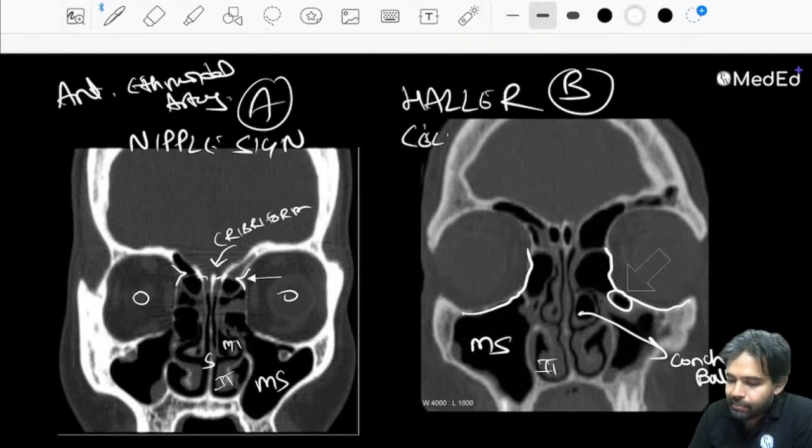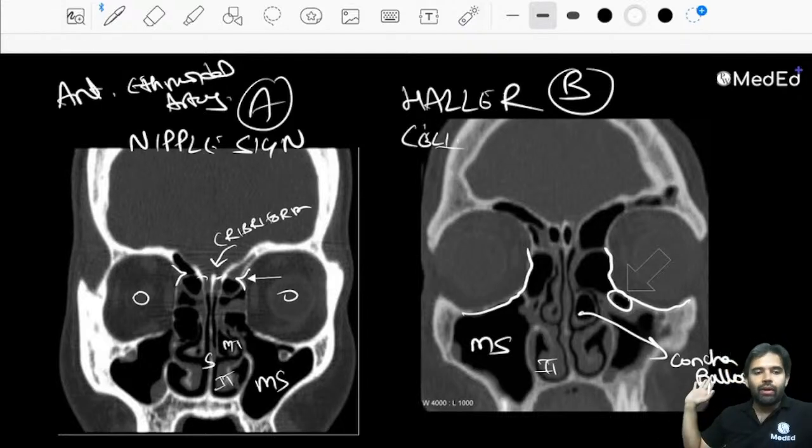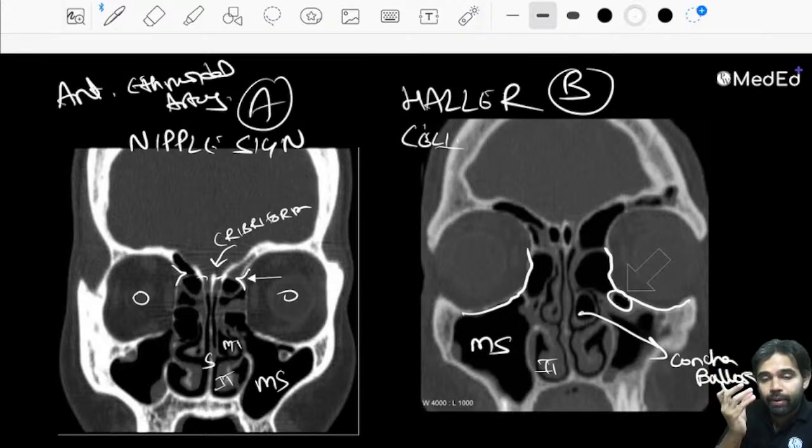Haller cell mein 2 L lagte hain. Okay, and this Haller cell is the one that is there below the orbit. You have to remember the L of the Haller is for lamina papyracea, just as a way to remember. It was actually the name of a guy called Haller, jiske bade L lage the, whenever he must have caused some orbital injury, because we surgeons, if we don't know that there is an abnormal cell there, if we break into this cell, we may crack the lamina papyracea and we may cause injury to the orbital area or even blindness.